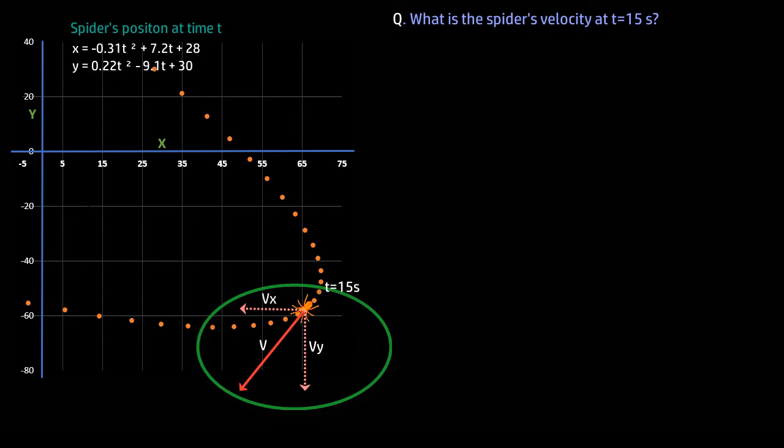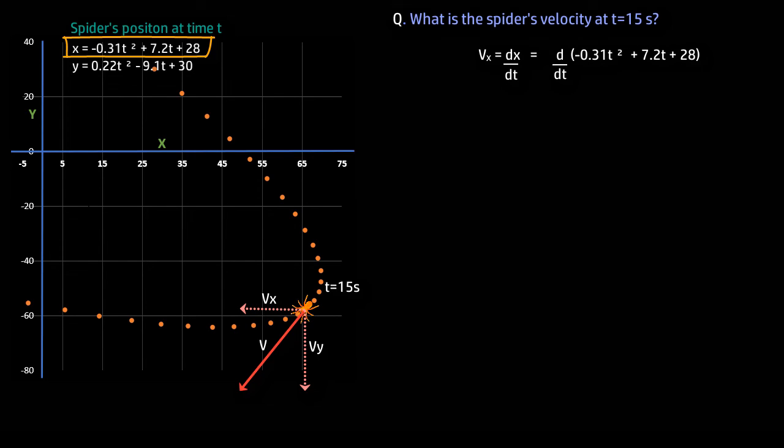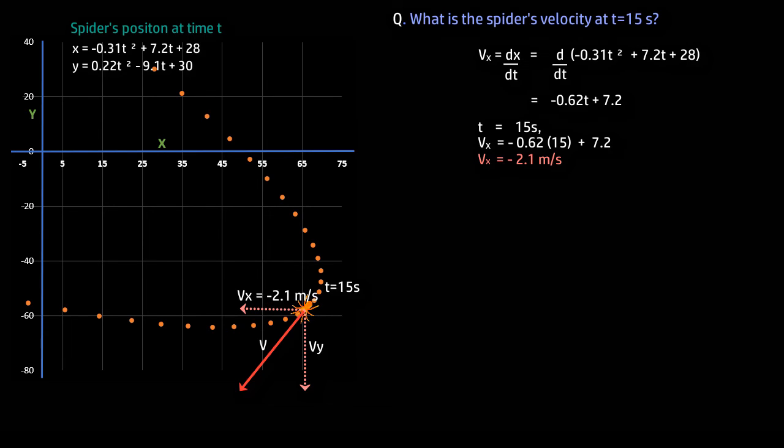So to find Vx, we differentiate x with respect to time. And what we get is Vx is equal to dx upon dt, which equals d upon dt of minus 0.31 t square plus 7.2 t plus 28, which equals minus 0.62 t plus 7.2. And at t equal to 15 seconds, we get Vx is equal to minus 2.1 meters per second.